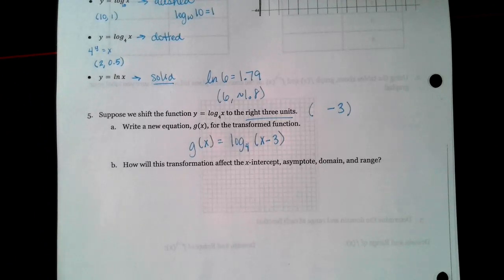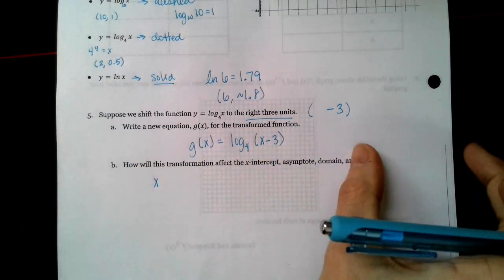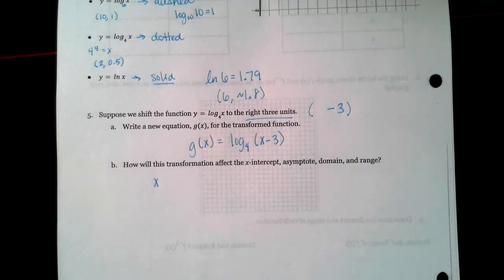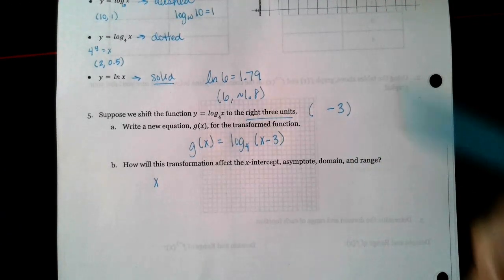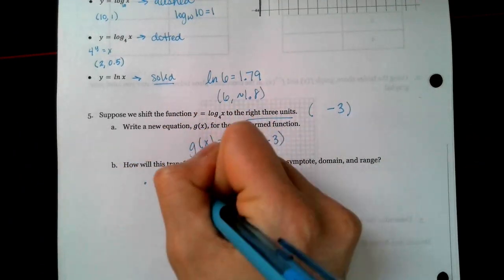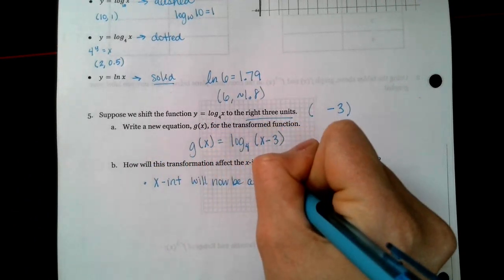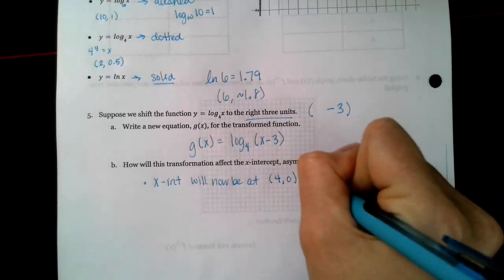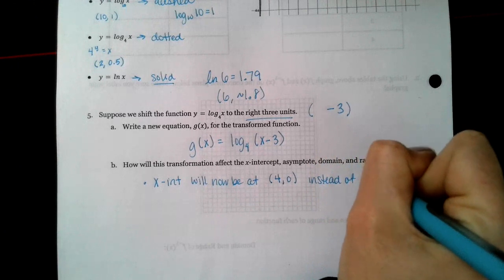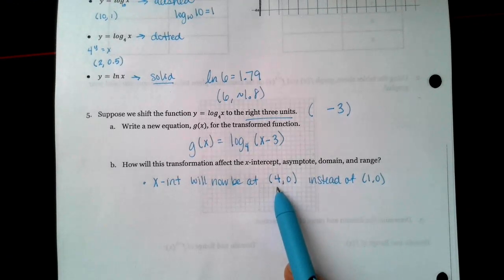So how will that affect my characteristics? My x-intercept, my asymptote, domain, and range. Well, my x-intercept will shift. If I'm shifting everything to the right, my original x-intercept was at 1. Looking back at the graph, I don't want to keep moving my paper up and down. So the first thing I'm going to say is my x-intercept will now be at 4 comma 0 instead of 1 comma 0. If we go right 3, essentially adding 3 onto this 1, that gives me that 4.